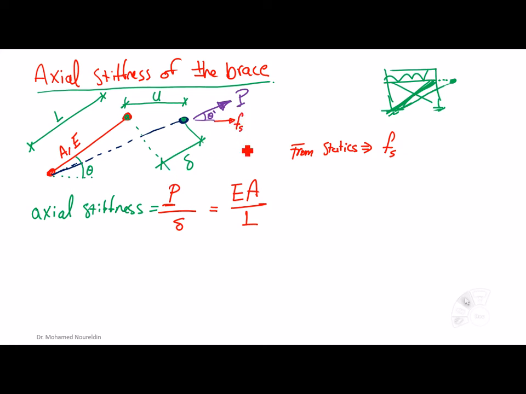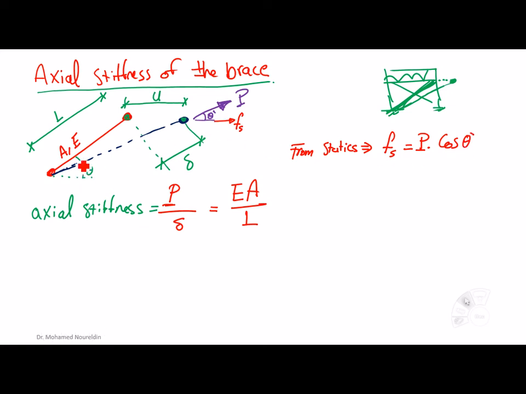Why Fs here? This is the horizontal component of P. This Fs is the horizontal component that is going to make lateral movement of this point, which is actually our main concern. So it is going to be Fs equal to P times cosine theta, theta prime here.